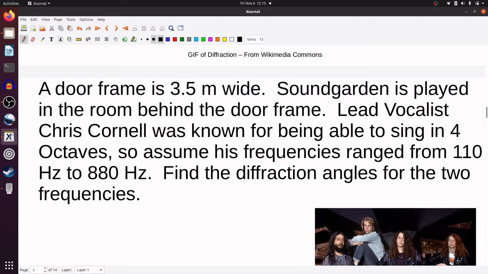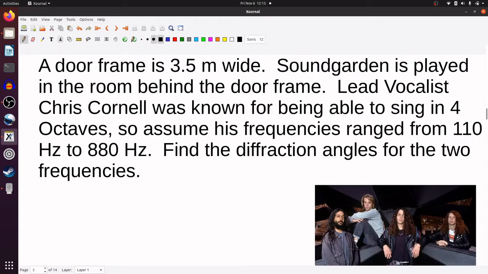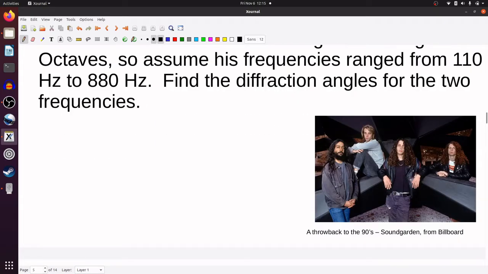Well, anyways, we're going to find the diffraction angles for the two frequencies. So this is a narrow slit and not a circular opening. So what we're going to use is sine theta is equal to lambda over d.